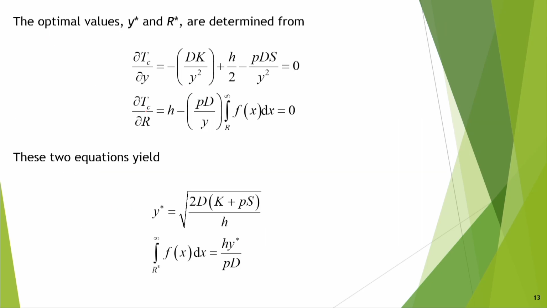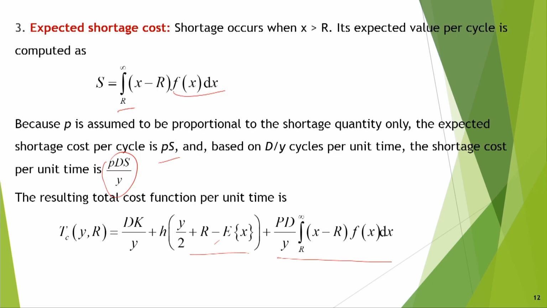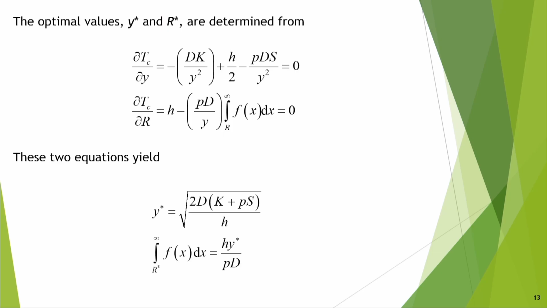Similarly, if you do del Tc by del R, this becomes h minus Pd by y, integral from R to infinity of f(x) dx. Now you have to differentiate with respect to R. So if you differentiate, the first portion will give 0, this will give h because you differentiated with respect to R, and this will give minus R, so minus f(x) type of thing. So this becomes minus p d by y, and this is the thing.